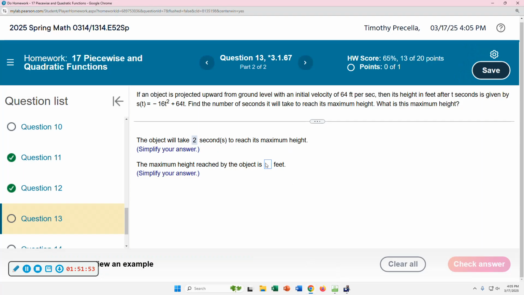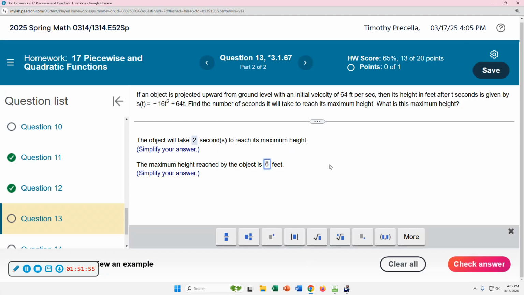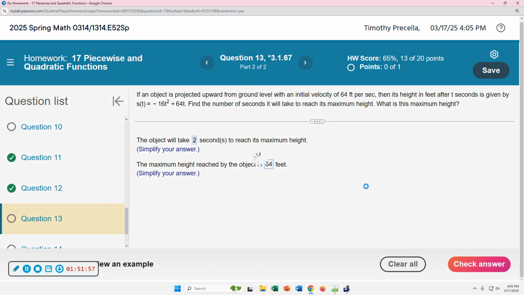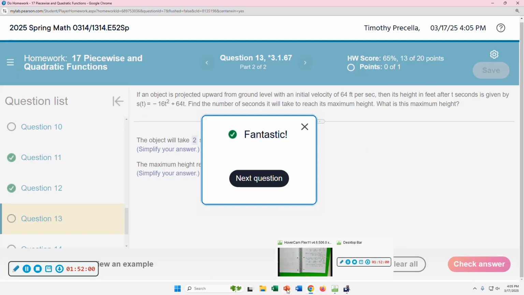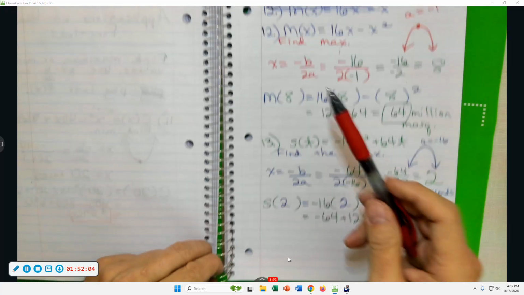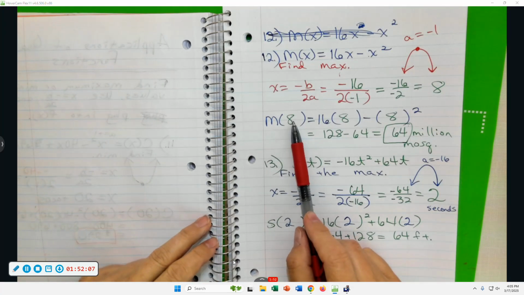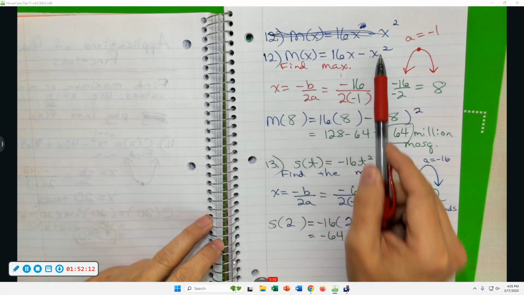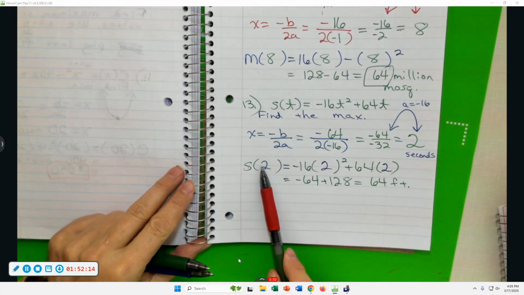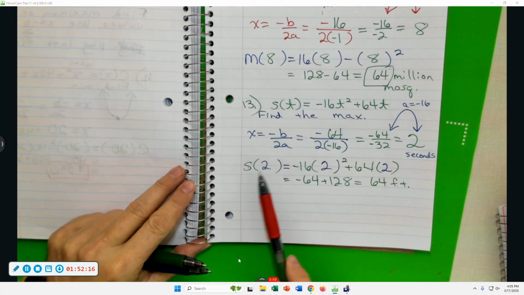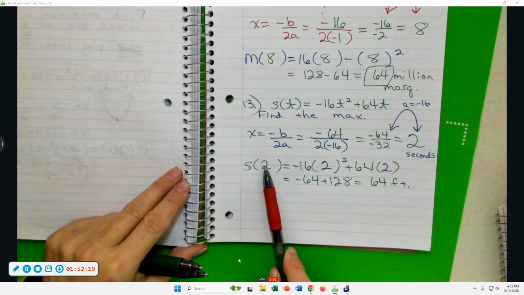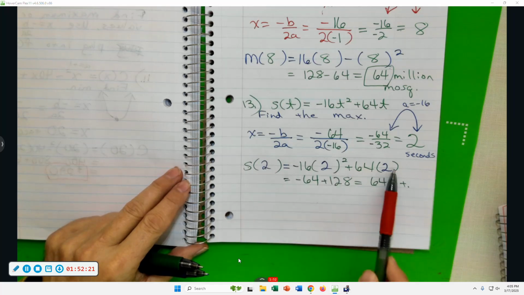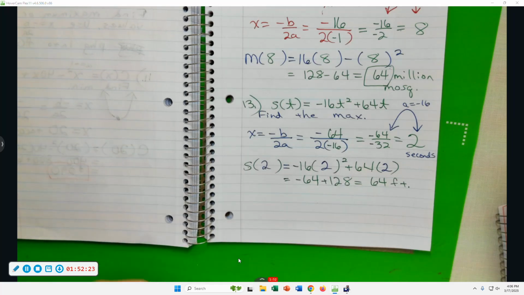And the S of 2 in the beginning? That's just saying the height when you plug in 2, just like this one here. Look back. I was using my function notation. Here, the number of mosquitoes with 8 inches of rain, M of 8, I plugged an 8 in for x. Here, I plugged a 2 in for t. The height after 2 seconds, I plugged in the 2. That's just my function notation representation.